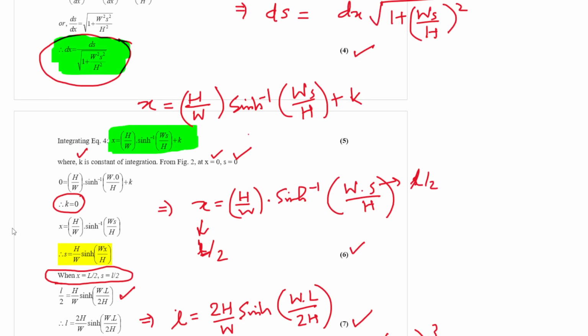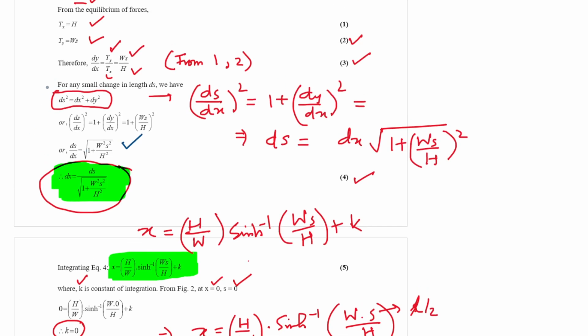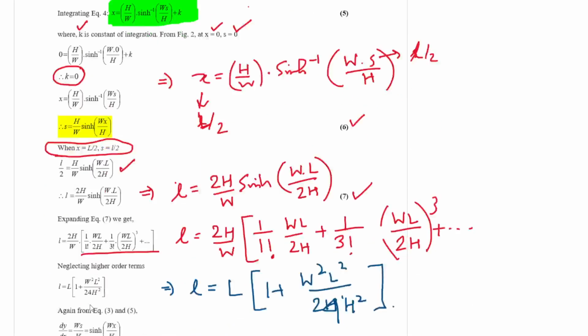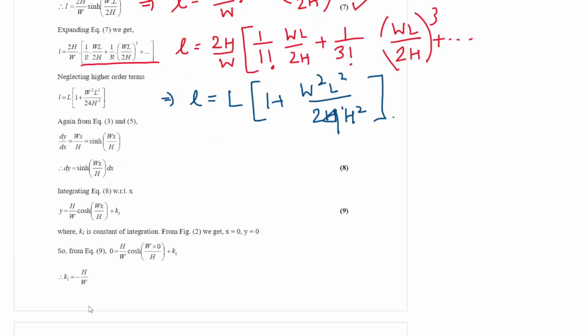Now if we utilize equations 3 and 5, dy by dx is equal to ws by h, and equation 5 x is equal to this, we shall get dy by dx, that is ws by h, which is equal to sine hyperbolic wx by h. So from there we can get dy is equal to sine hyperbolic wx by h dx.